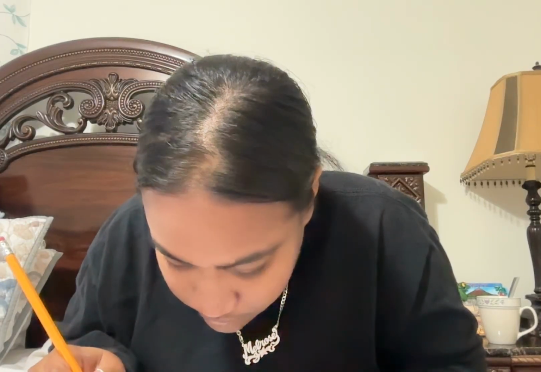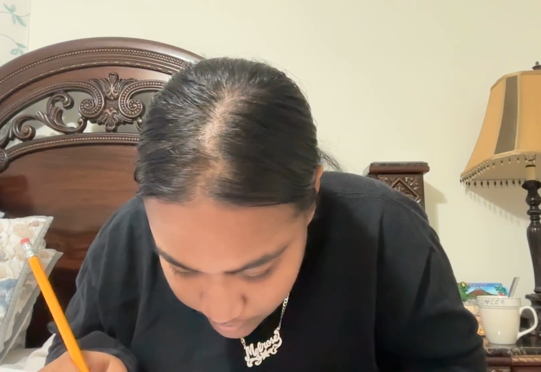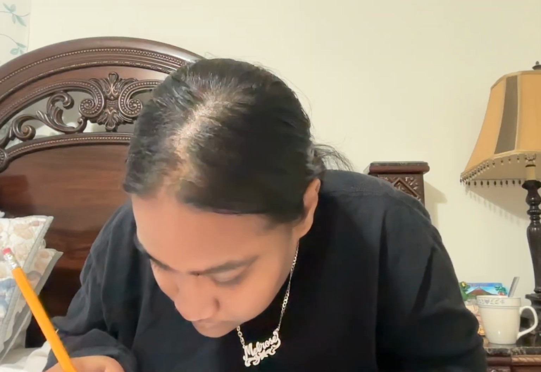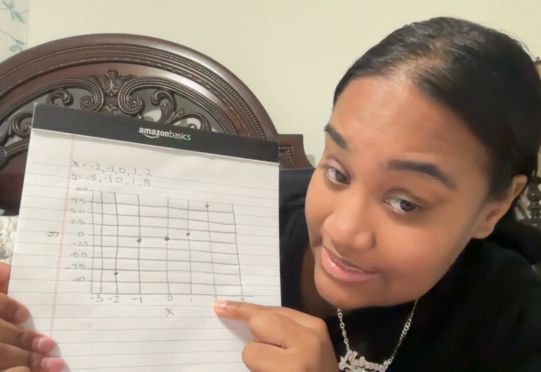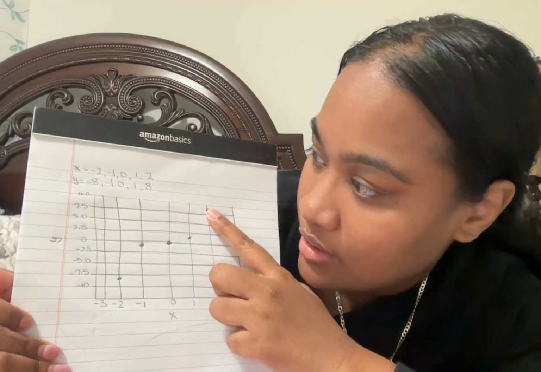And then our last point that we're going to plot is 2, 8, which will be all the way up here. So it'll be here. And then our last point that we're going to go ahead and plot will be 2 on the x-axis, and then 8 on the y-axis. So now I am going to go ahead and connect the points, and then I'm going to show you.